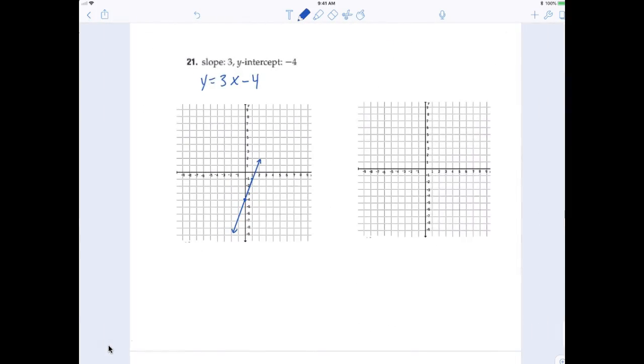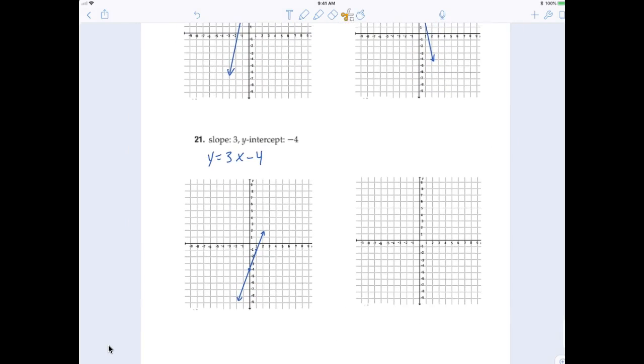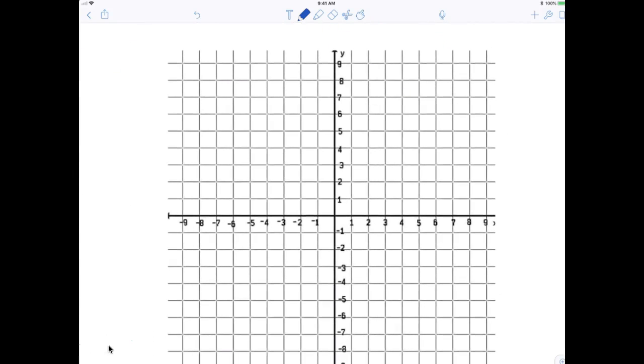All right. One more. All right, Leah. You're up. Let's see if you're ready. Yes, ma'am. 23. So what do I have to do first? So that's going to be what? y equals 3x plus 6. And now what? You go up 6.